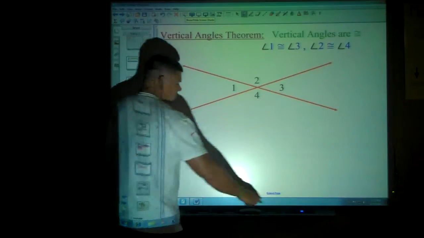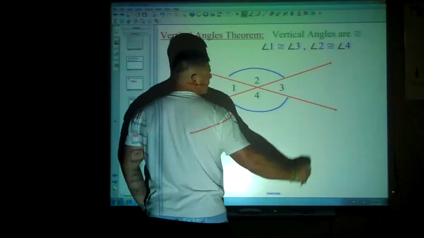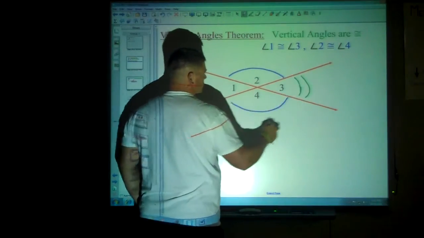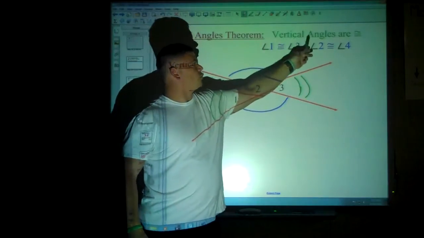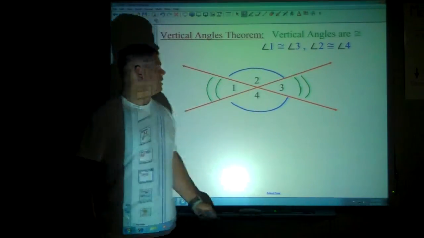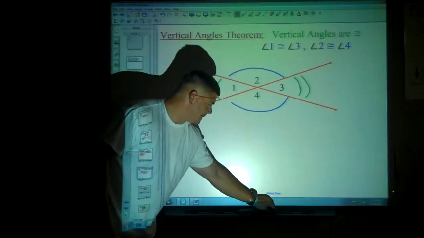One more theorem is the vertical angles theorem. We've talked about vertical angles. We know with vertical angles that these two will be the same and these two will be the same. The vertical angles theorem says that if they are truly vertical angles, they'll be congruent. So 1 is congruent with 3, 2 is congruent with 4.